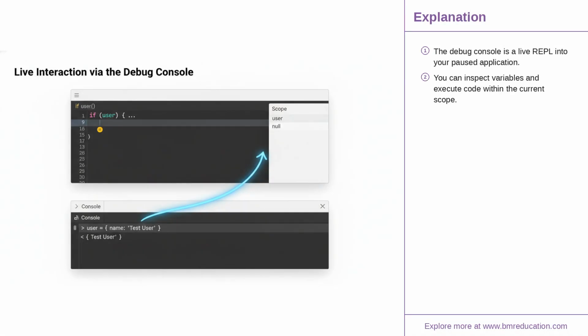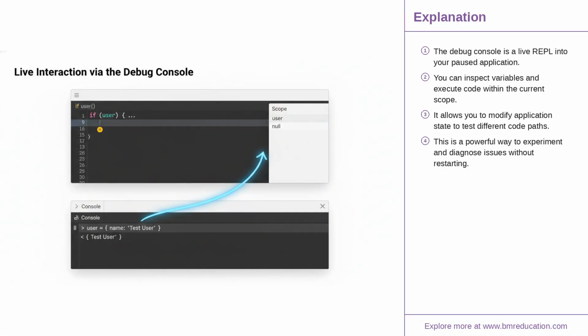One of the most powerful features of debugging is the ability to interact with your paused application. The Console tab within the DevTools debugger is a live terminal connected directly to your Node.js process at its current paused state. You can type variable names to see their values, call functions, and even reassign variables on the fly to test different scenarios without ever restarting your script. This allows for incredible what-if analysis.